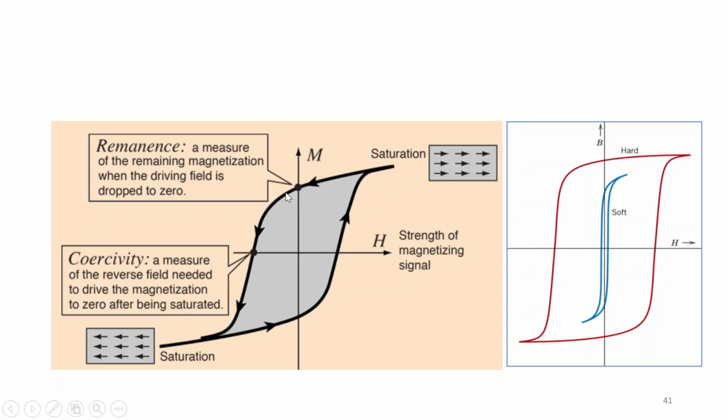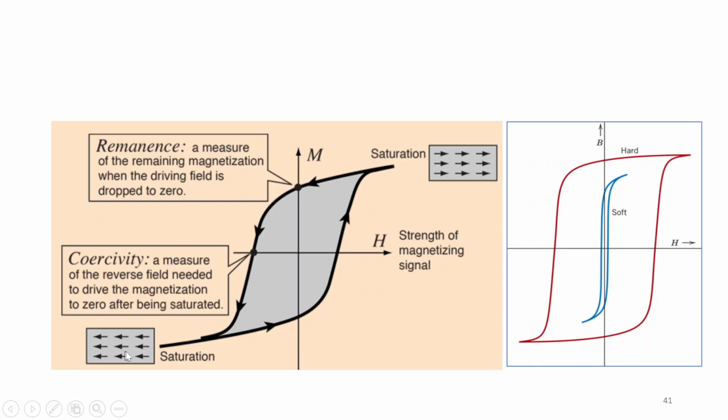Now as you keep on decreasing this magnetic field, you will go even into negative, and then you will find a point where the magnetization is 0. This is the coercivity. This is a measure of the reverse field that is needed to drive the magnetization to 0 after being saturated. Then you keep on applying the magnetic field in negative, and you will again find the complete magnetization, which is the saturation.